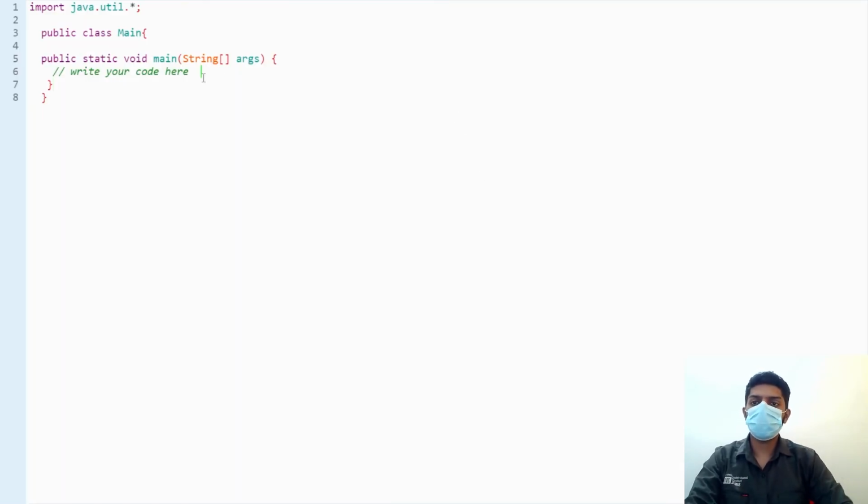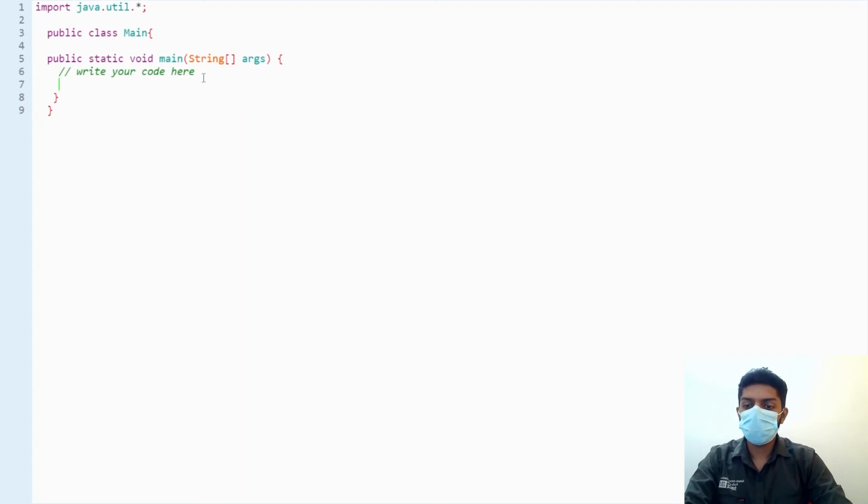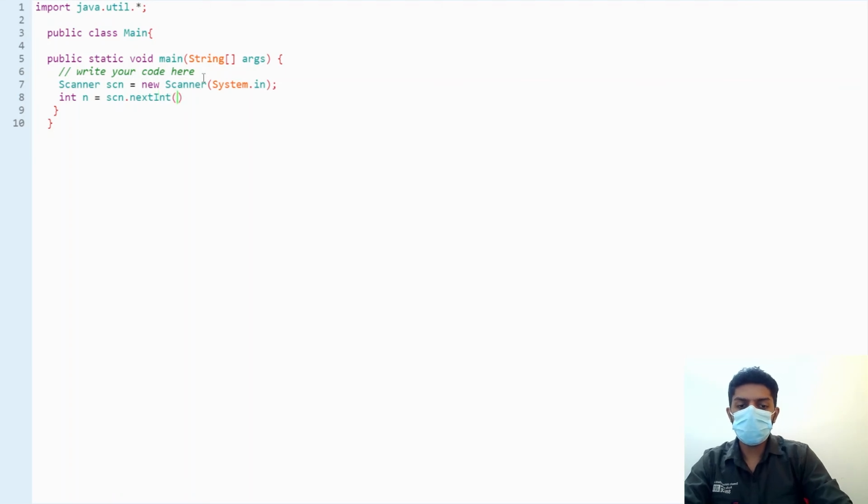The code is very simple if you have understood this. So we make an object of the scanner class, System.in. Right. We take an input, scn dot nextInt. Now we'll run a loop for int i equals 1 and i star i is less than or equal to n and i plus plus, right?